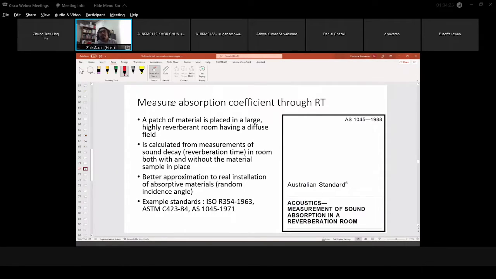Okay, when we use a reverberation chamber, we are calculating the absorption coefficient through its relationship with reverberation time. We put the material inside this chamber, and we know this material will absorb sound. So we will measure the reverberation time with and without this material, and based on these two conditions, we will relate the absorption value coming from the material itself.